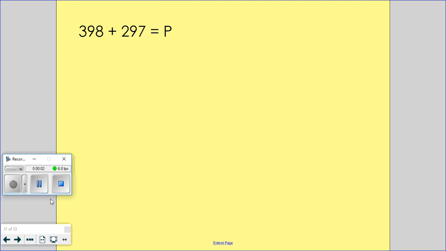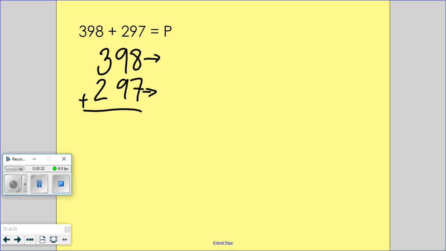Review of our place value addition. This problem is not stacked. That doesn't mean this is how you have to solve it. On your desk, please stack this equation. It is 398 plus 297. Then draw our arrows and go ahead and expand this equation out.